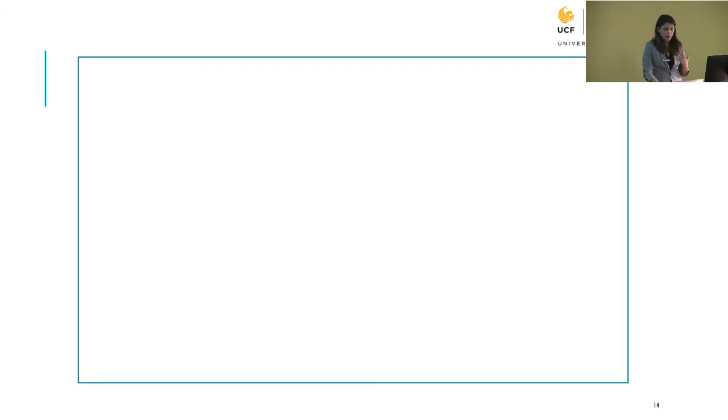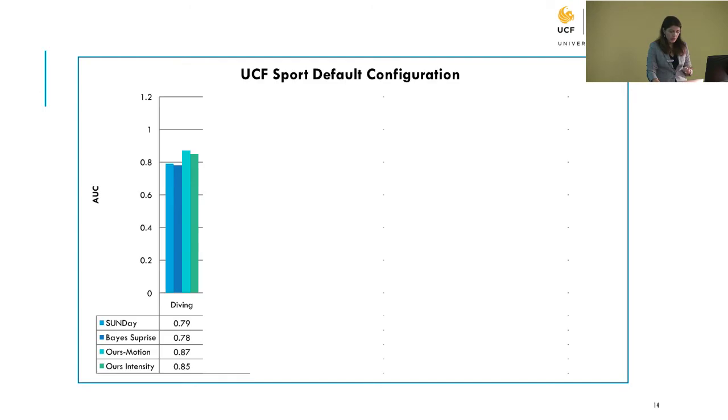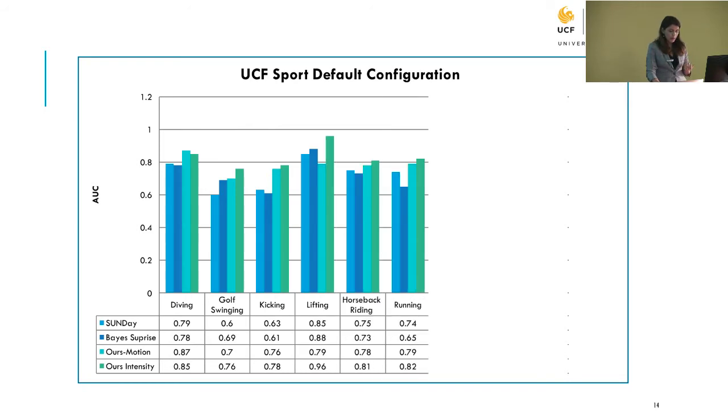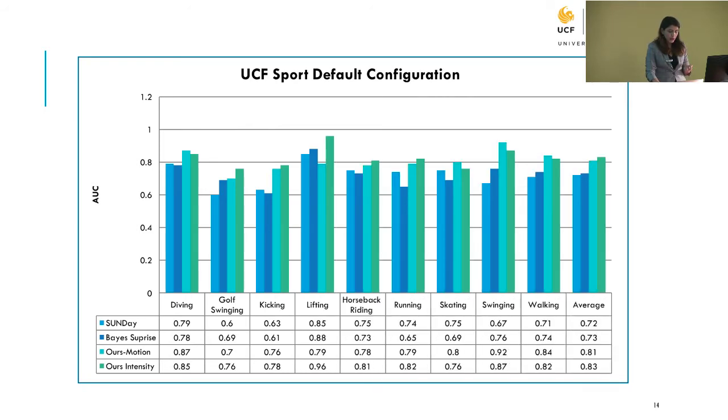Here I'm showing the UCF Sport results. We have different actions like diving, golf, swimming, kicking, lifting, horseback riding, running, and so on. And on average, we can improve the other methods, which are also unsupervised, by about 10%. And interestingly, when we use intensity as a low-level feature in the observation matrix, we get about 2% more accuracy in terms of AUC, rather than using just motion.